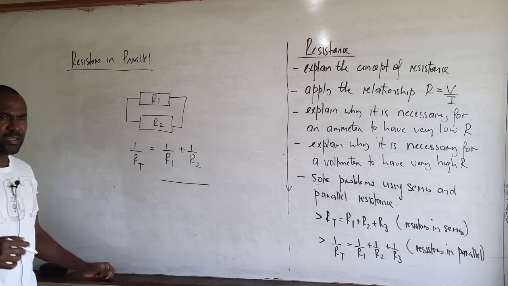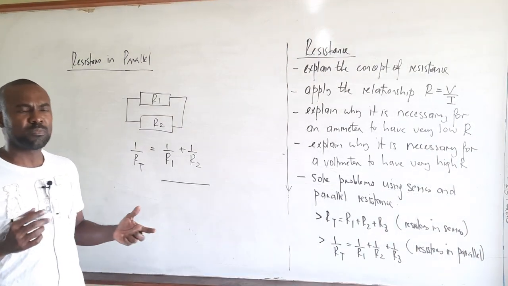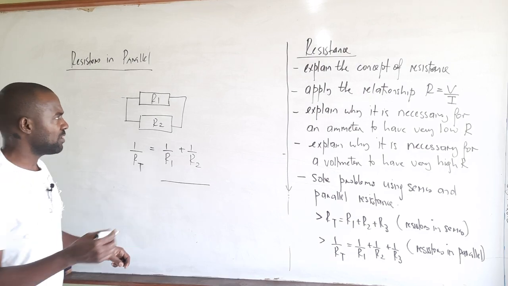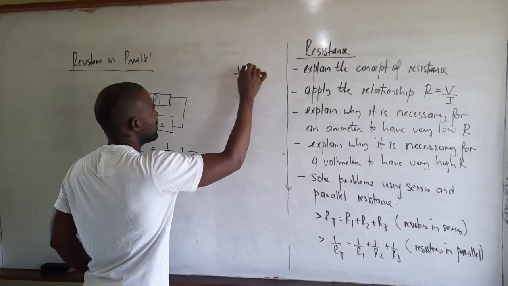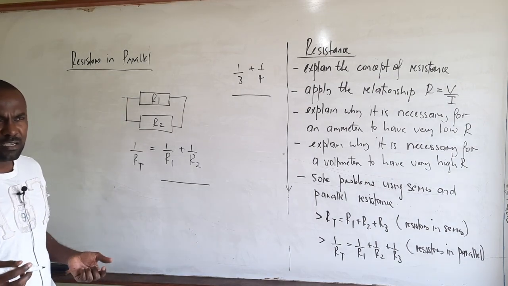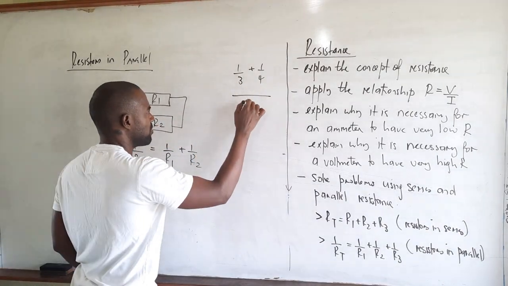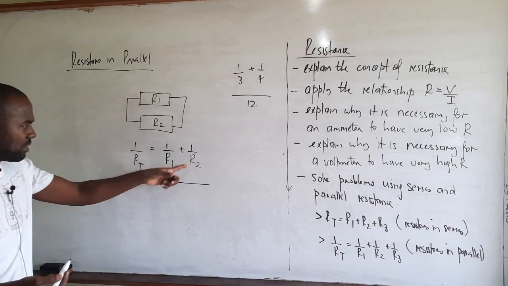Whenever we have fractions, the easiest way to find a common denominator is to actually multiply the 2 denominators. So if we have a fraction like 1 over 3 plus 1 over 4, then the easiest way to find a common denominator, which doesn't have to be the LCM, is to multiply the 2 denominators. So 3 times 4 is 12, and the common denominator will be 12. The same thing is what we're applying here.